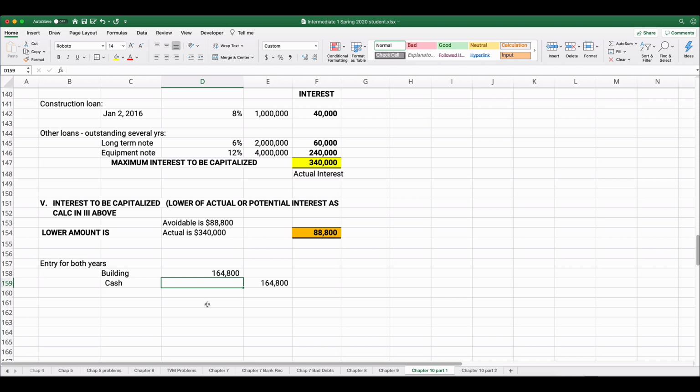All right, that's how you do the very introductory problem, and this is kind of the big problem in Chapter 10, Property, Plant, and Equipment, is interest capitalization. So this is for long-lived projects like building a building is the best example.